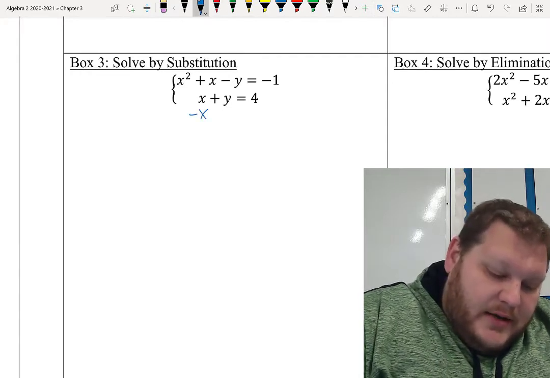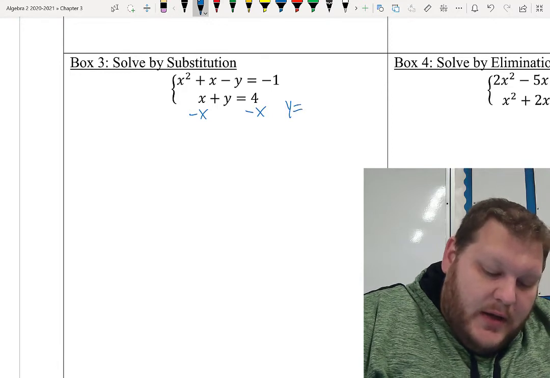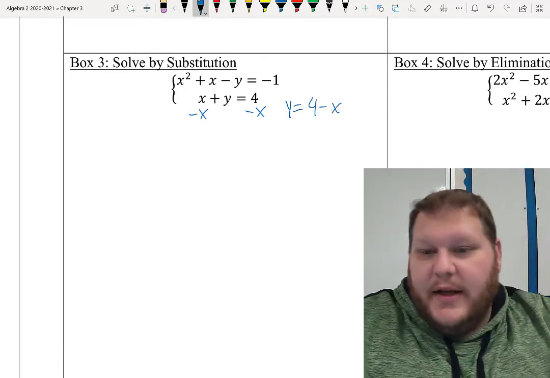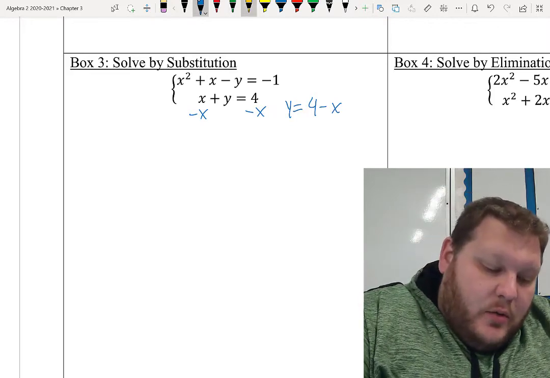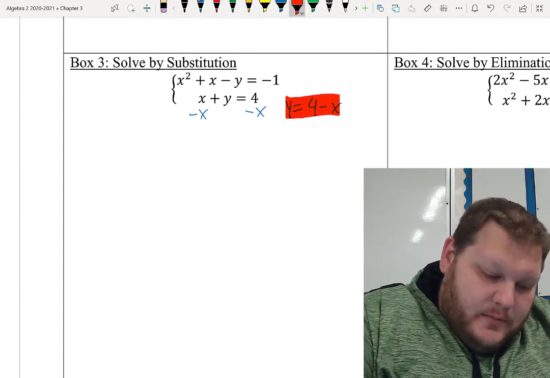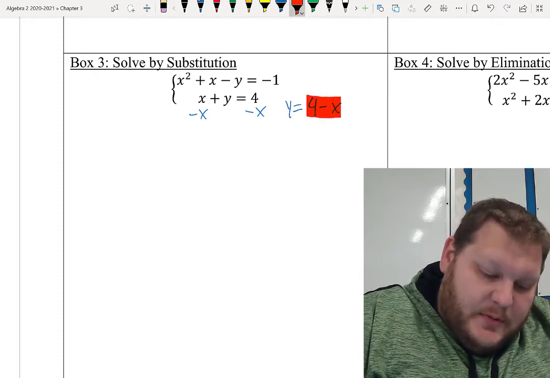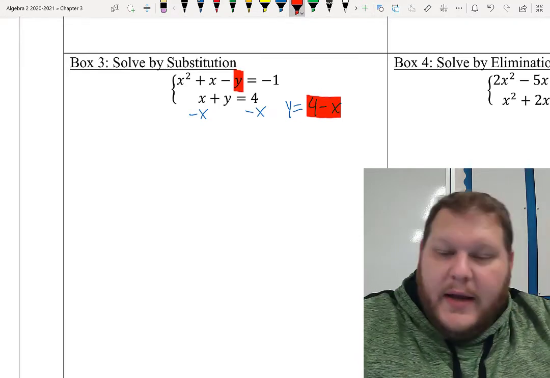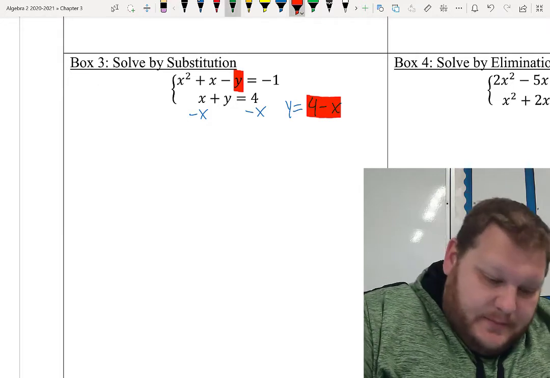So I'm going to subtract x on both sides. This bottom equation rearranged is y equals 4 minus x, or negative x plus 4. This is what y is equal to, so I'm going to plug it in for y in my top equation, because I don't have an equation that just has x's involved.